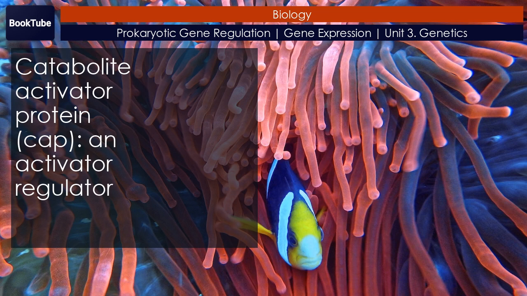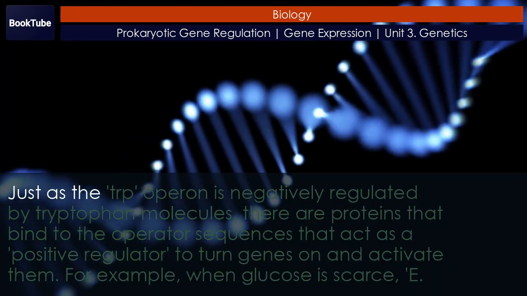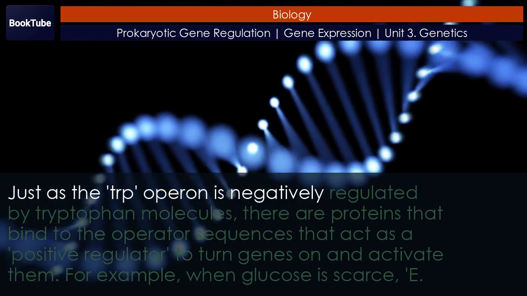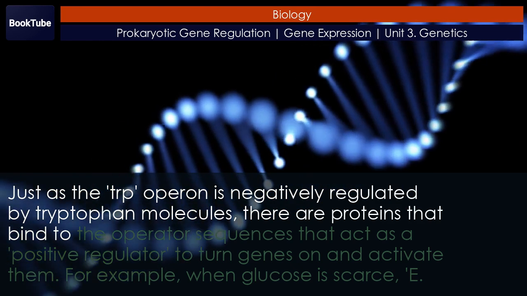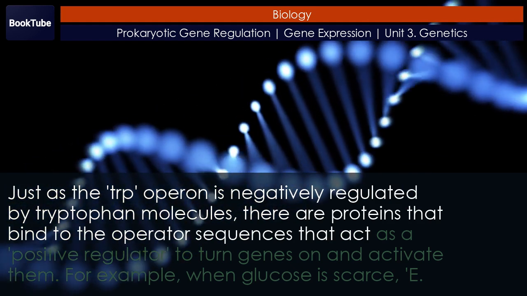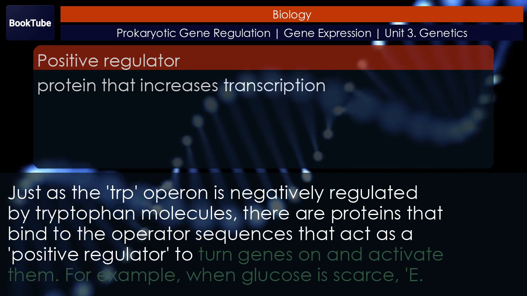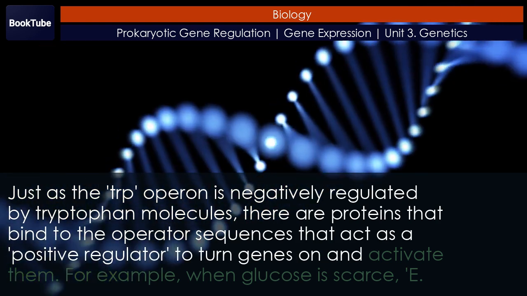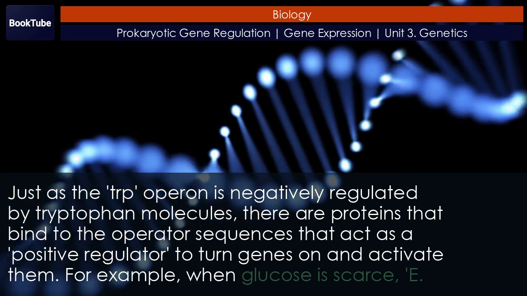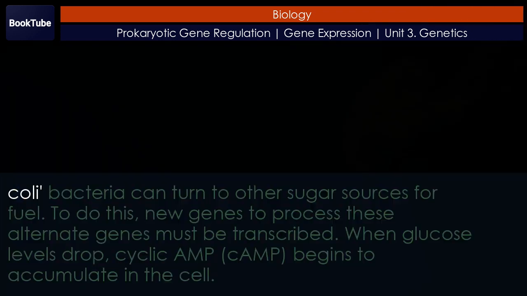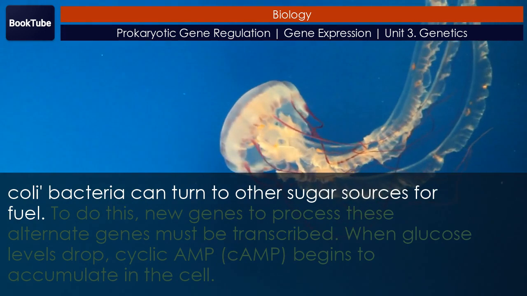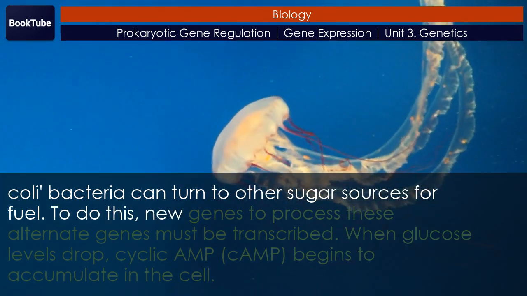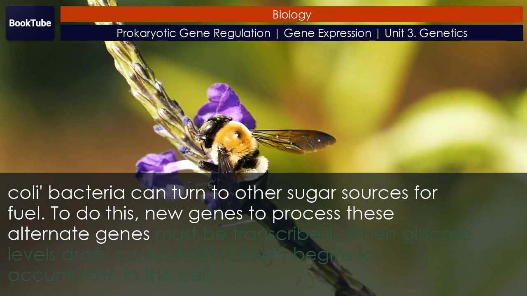Catabolite activator protein, CAP, an activator regulator. Just as the TRP operon is negatively regulated by tryptophan molecules, there are proteins that bind to the operator sequences that act as a positive regulator to turn genes on and activate them. For example, when glucose is scarce, E. coli bacteria can turn to other sugar sources for fuel. To do this, new genes to process these alternate sugars must be transcribed.